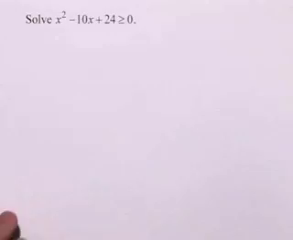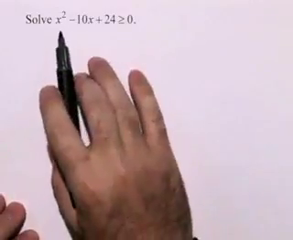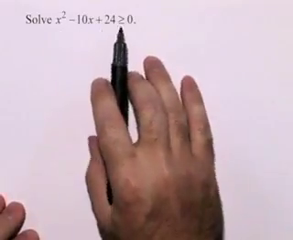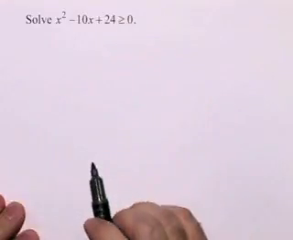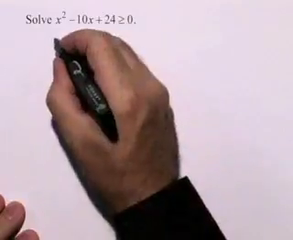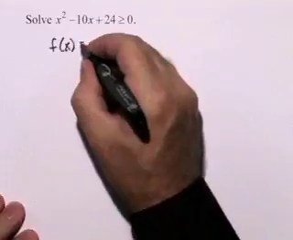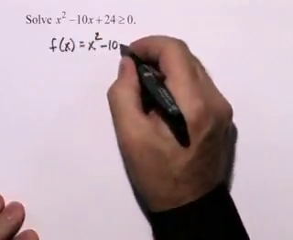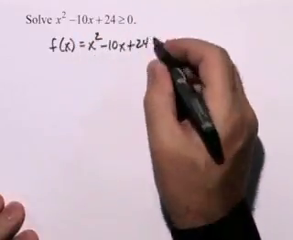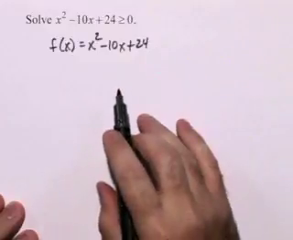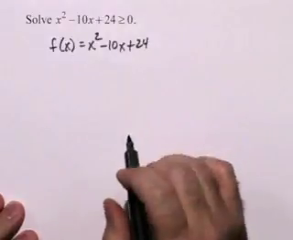In this problem, we're going to solve a quadratic inequality by using a graph. We want to solve the inequality x squared minus 10x plus 24 is greater than or equal to 0. We're going to start by graphing the function f of x equals x squared minus 10x plus 24, and we're going to find the x and y intercepts. We'll also find the vertex, and we'll use those to sketch a rough graph.